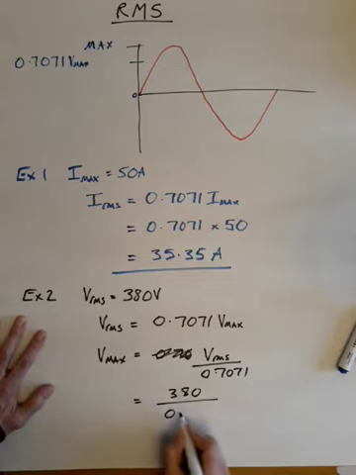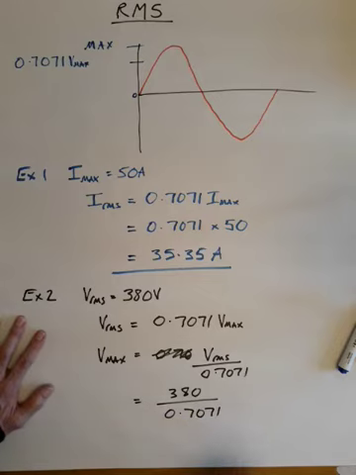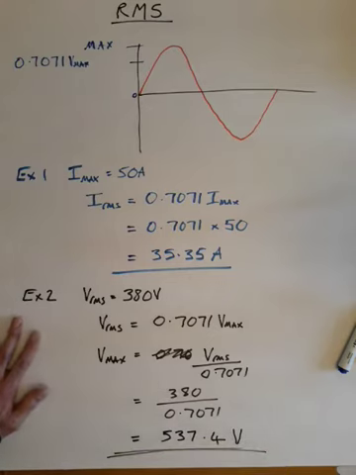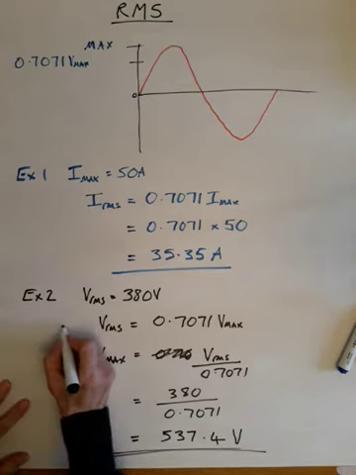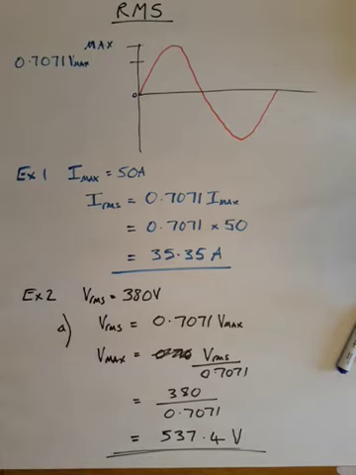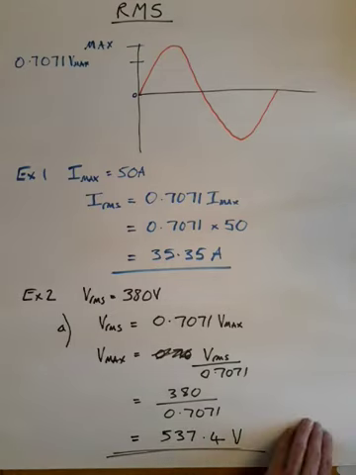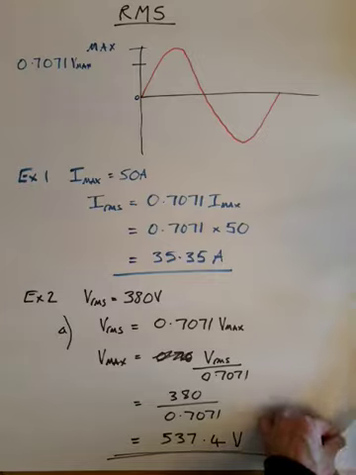380 over 0.7071, and that comes to 537.4. Okay, so this was actually part A of example 2. If we go to part B, it still uses this number.